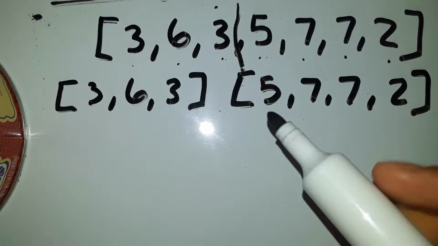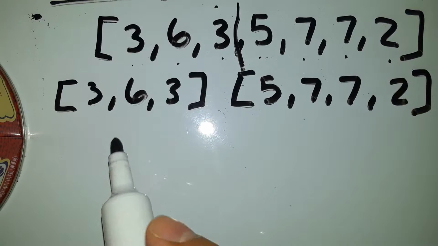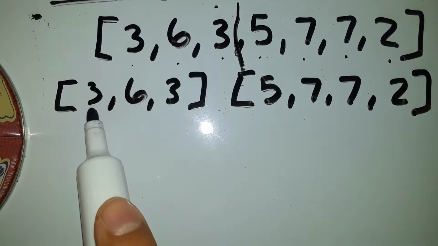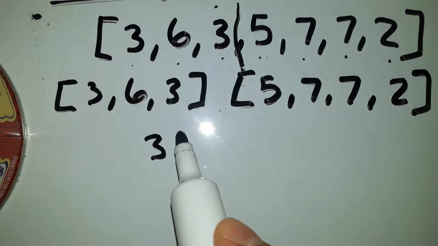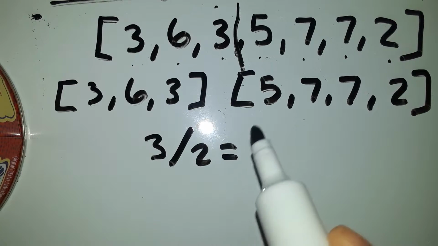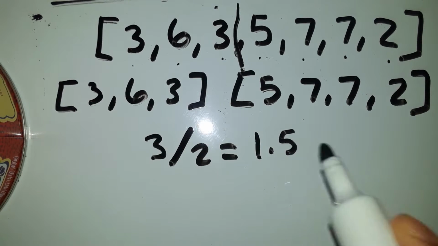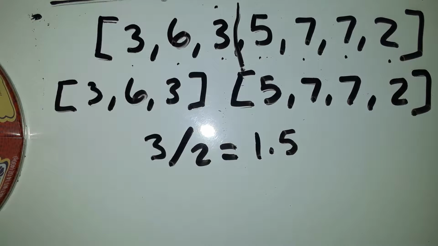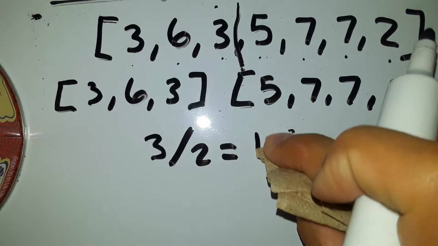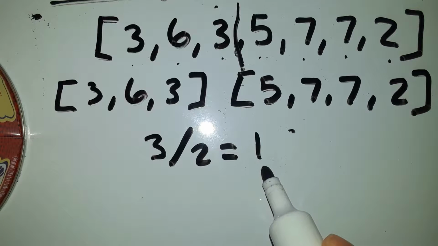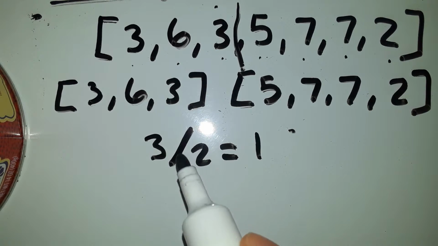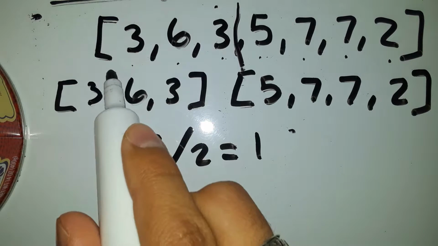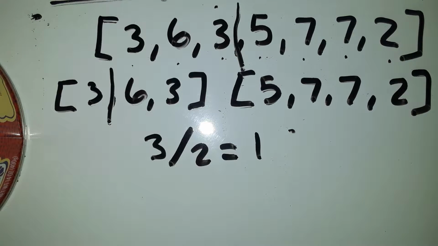And again, we're going to split. In this case, the length of this array is 3, 1, 2, and 3. And then we're going to divide it by 2, which is going to give us 1.5. And again, we're going to round downward. So we're going to split before the first item, or the one index. So 0, 1, and we're going to split right here.